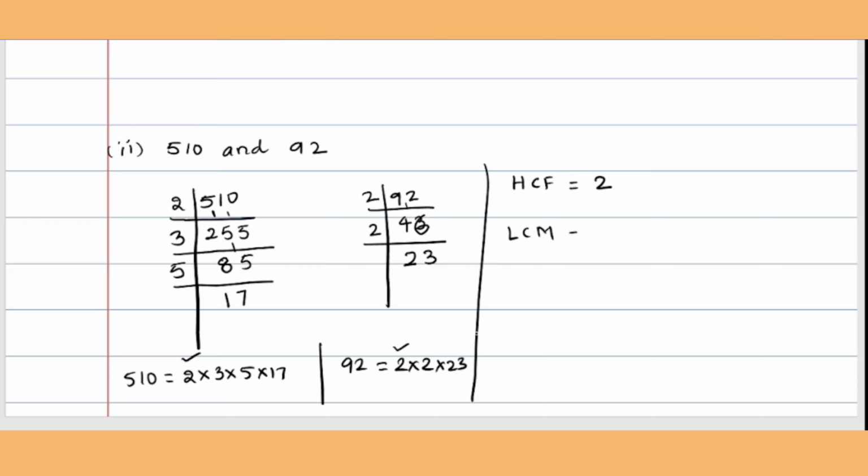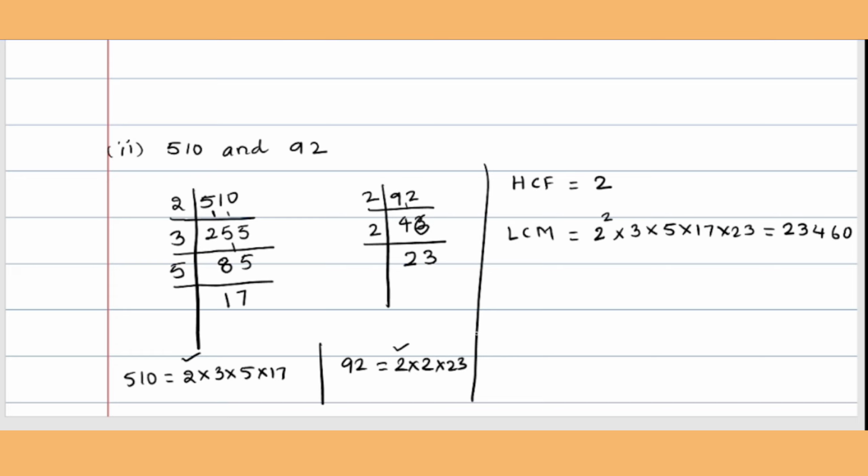Where LCM, we have to take all primes. Those are 2 power 2 and 3 and 5 and 17 and 23. So multiplying 2 power 2, multiply 3, multiply 5, multiply 17, multiply 23, we get 23460.